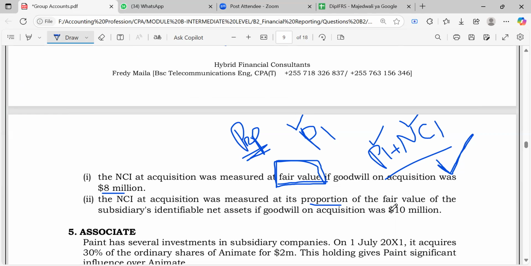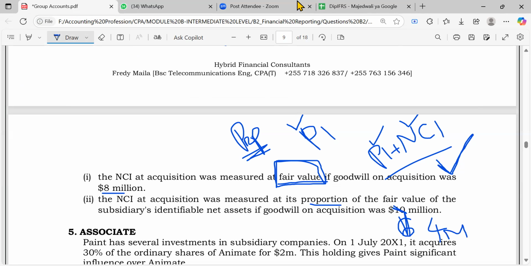But for that sake, I want to change it. Instead of putting 6, let's say the goodwill was 4. Maybe let's presume it was 4, for example. It was 4 million.